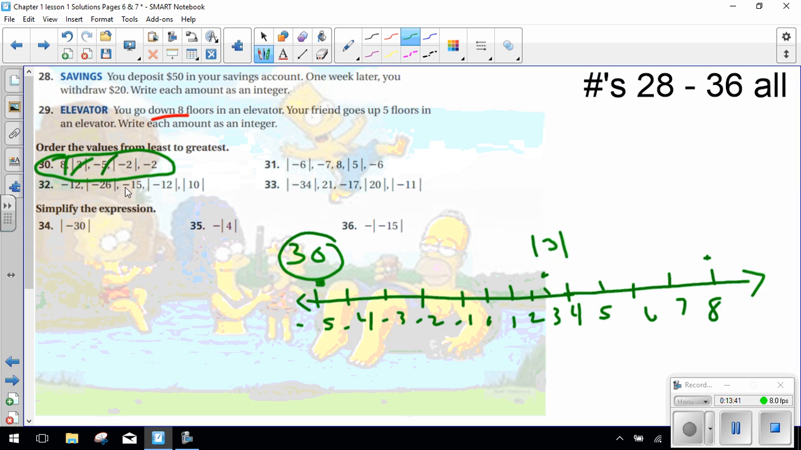Then we have absolute value of negative 2. Well, the absolute value of negative 2, what is it? And hopefully you are saying 2. So we're going to put a dot over 2 and write the original number right over it. Cross it out. And finally, we have negative 2, which is right here.